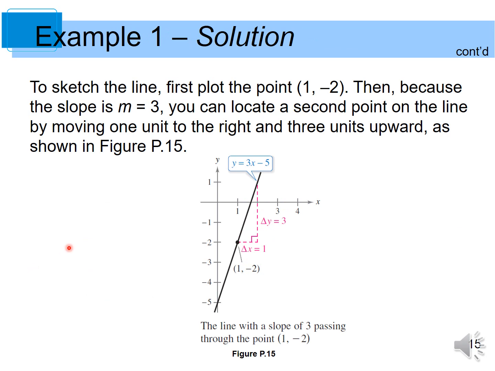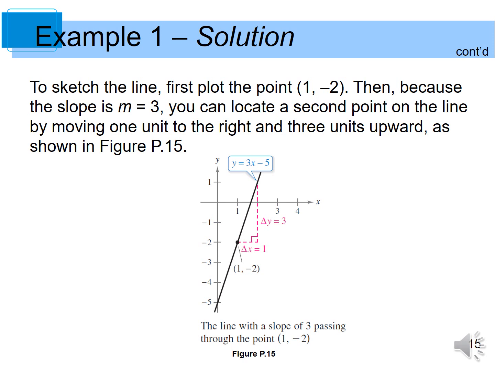To sketch the line, first plot the point (1, -2). Then, because the slope is m equal to 3, you can use the slope definition. Then you locate a second point on the line by moving 1 unit to the right and 3 units upward. So here, the first point (1, -2). And how to locate the second point? Based on the gradient.